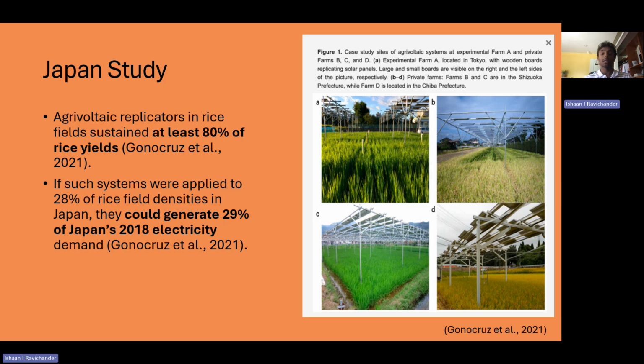Though crop production did decrease in this case, an application of agrivoltaics to just a small portion of the land could still have a dramatic impact on Japan's energy generation capacity. The study found that if these systems were applied to just 28% of the rice field density in Japan, they could generate 284 million megawatt hours per year, which is approximately 29% of the total Japanese electricity demand based on the 2018 calculations.